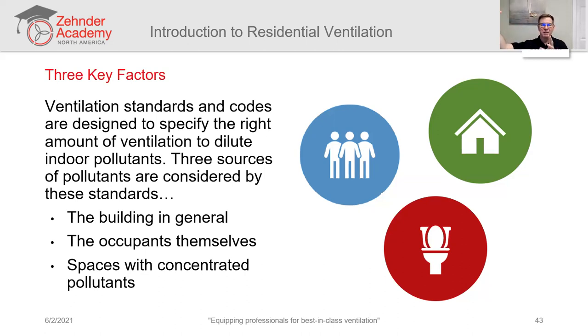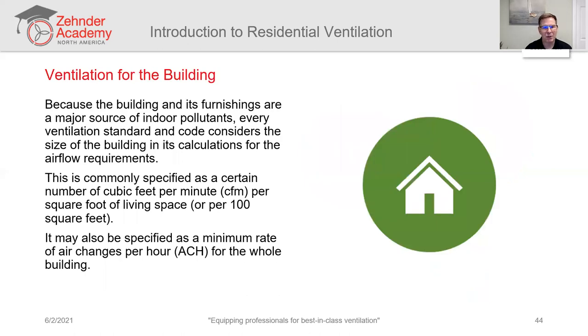Third, besides the size of the building and besides the number of people, the third thing that any code and standard is going to look at is making sure that we have local exhaust in places where there are concentrated pollutants. And these are usually bathrooms and kitchens. Could be some minor variations on that, like a laundry room or something like that. But basically you're looking at local exhaust in bathrooms and kitchens. And so these three are going to be folded into all the codes. We're going to see how they are. Ventilation for the building, we talked about this.